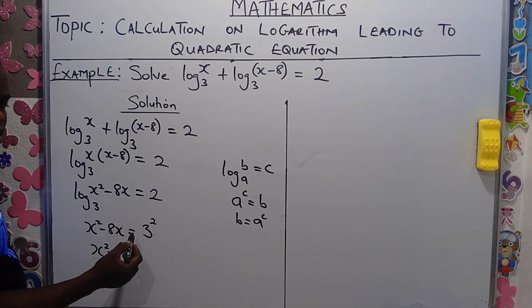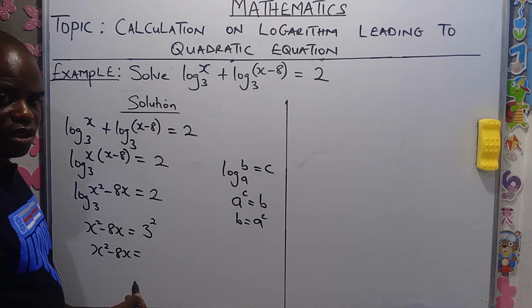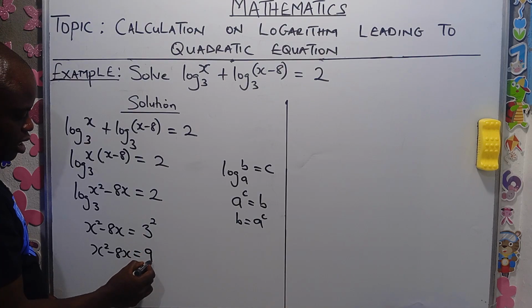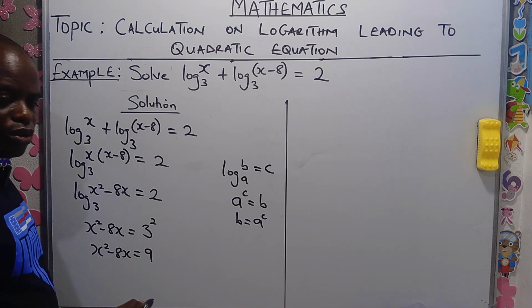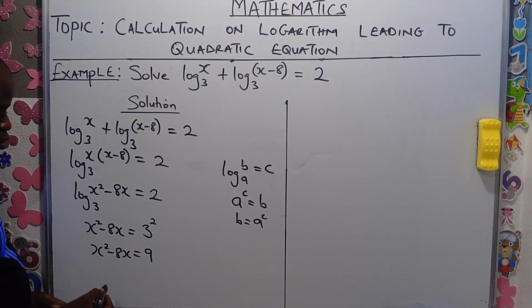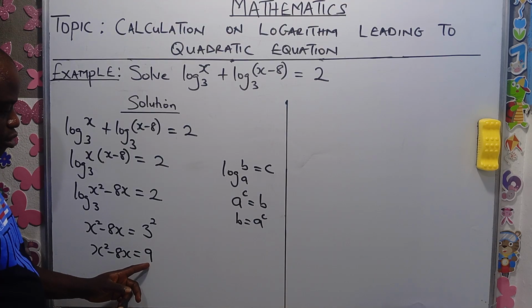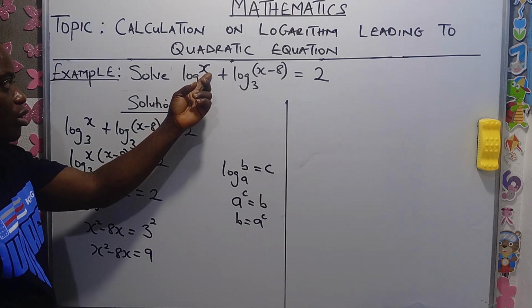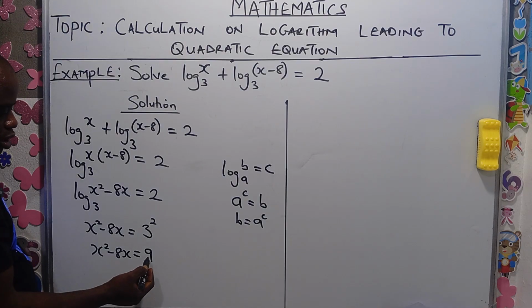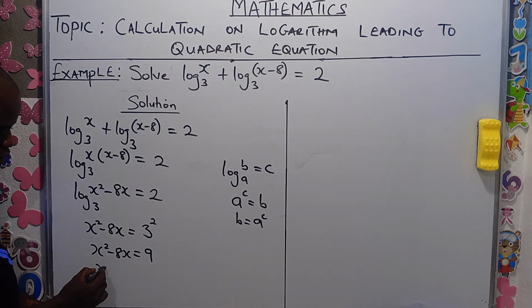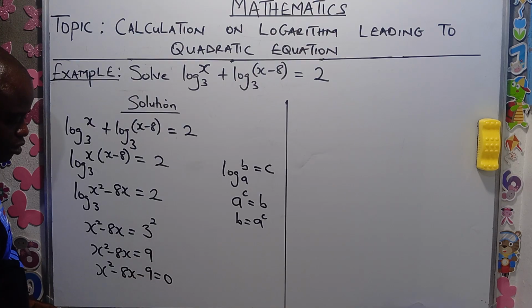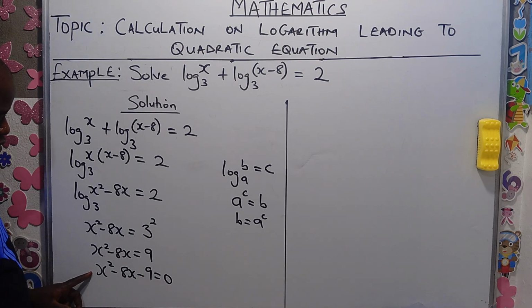Now x squared minus 8x equals 3 squared. That 3 squared means 3 times 3. Some students make the mistake of saying 3 times 2. It's wrong. 3 squared means 3 times 3, which is 9. Now let's turn it to an equation, because we want to solve for the unknown letter x. We take 9 across the equal sign, and it becomes x squared minus 8x minus 9 equals 0.